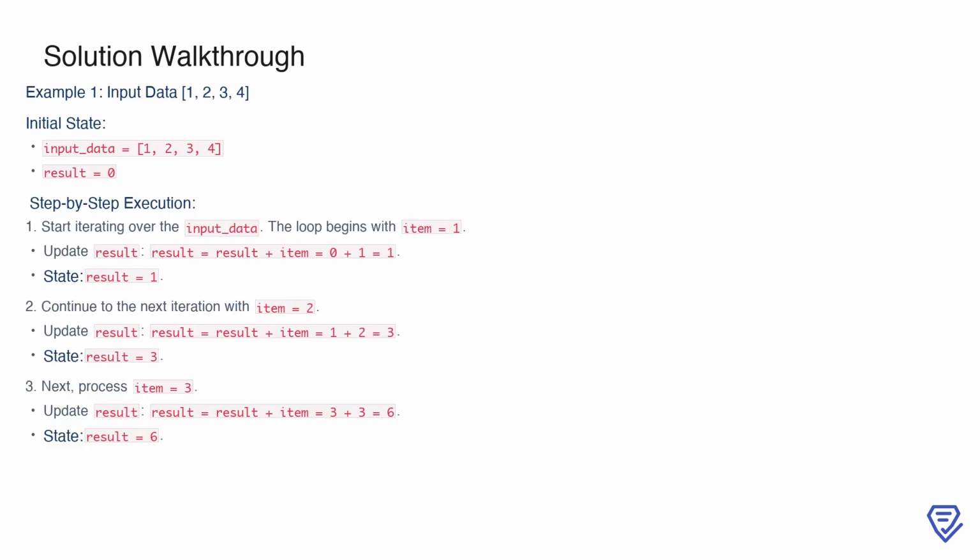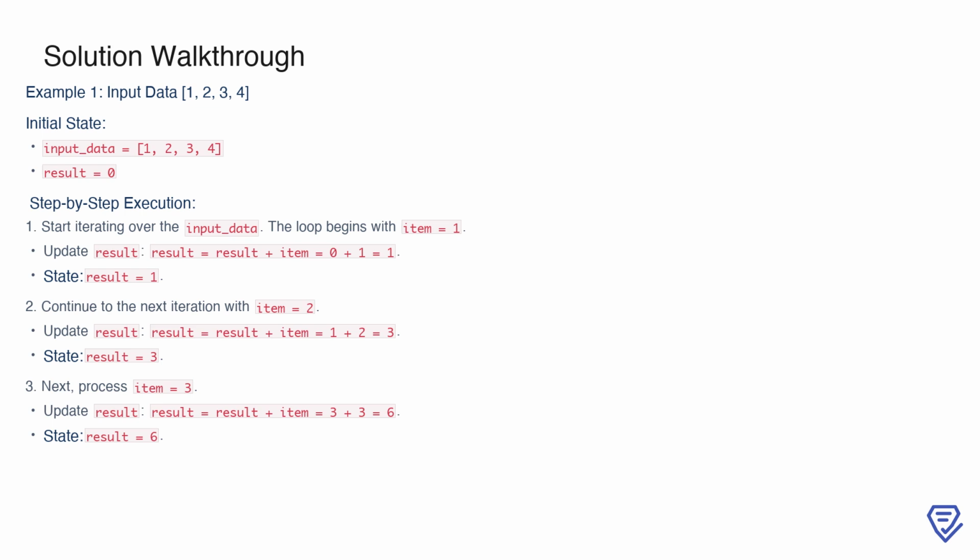We begin our solution walkthrough with the first example, where the input data is 1, 2, 3, 4. Initially, we set our variable result to 0. Next, we start iterating through the input data. The first item in the list is 1. Adding this to the current value of result, which is 0, we get a new result value of 1.